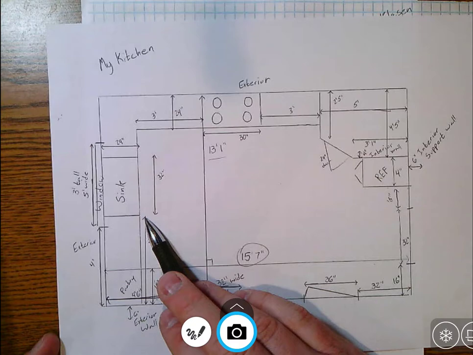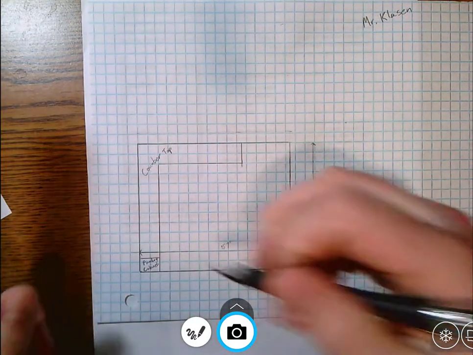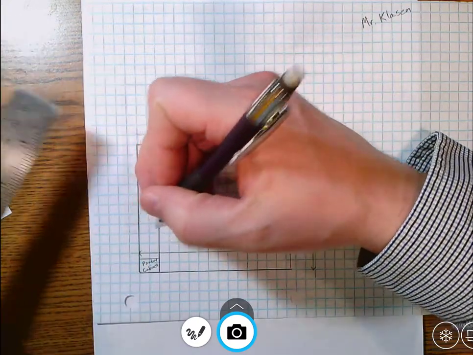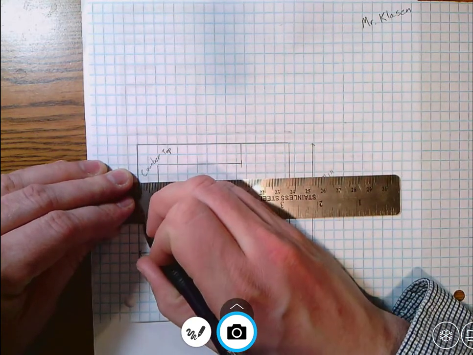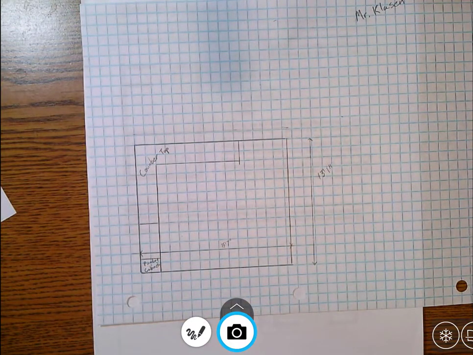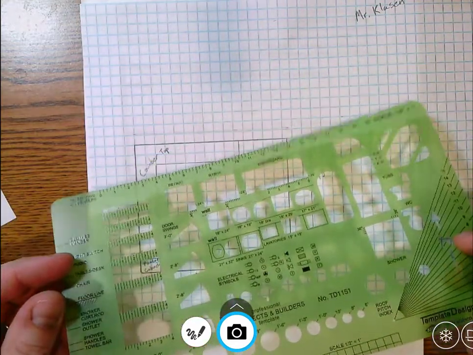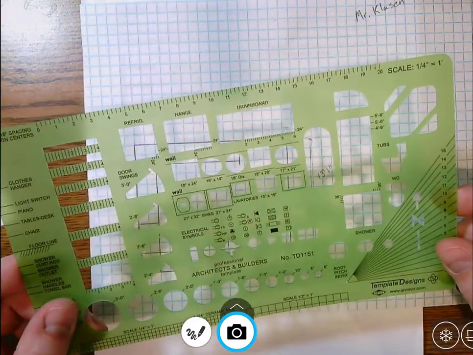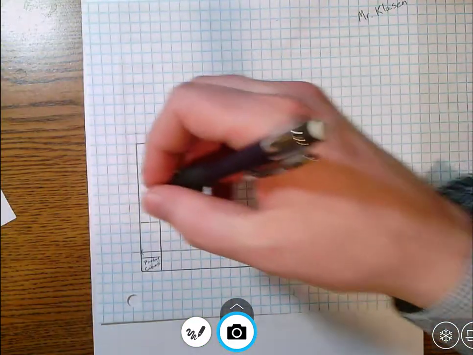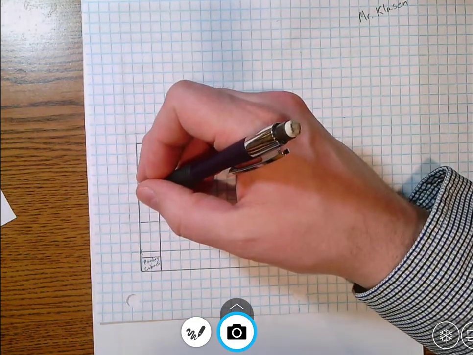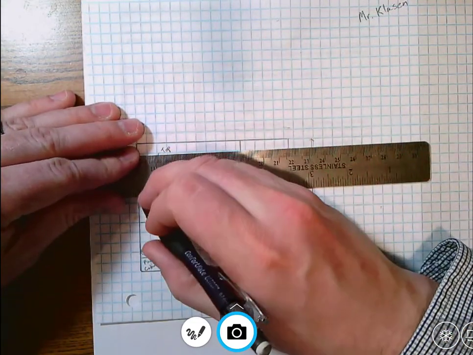Like a sink: my sink starts 5 foot 1 inch from the one wall there. So we're going to count 1, 2, 3, 4, 5 squares and then a little bit. I'm going to draw a line there representing where that starts. Some of the things I'm going to show you here is that you have things like templates on this architectural piece that I have here. Most sinks are about 32 inches in width, so that's about right to there. And this is what I measured from my kitchen, about 32 inches.